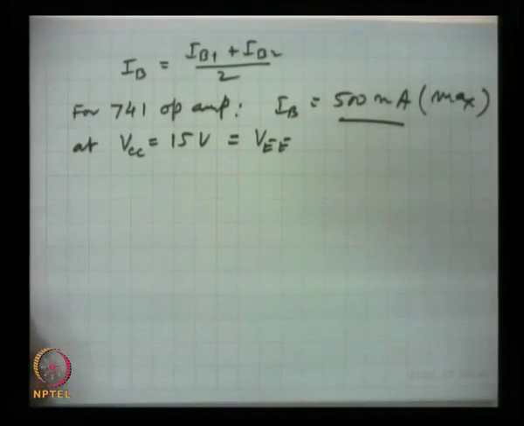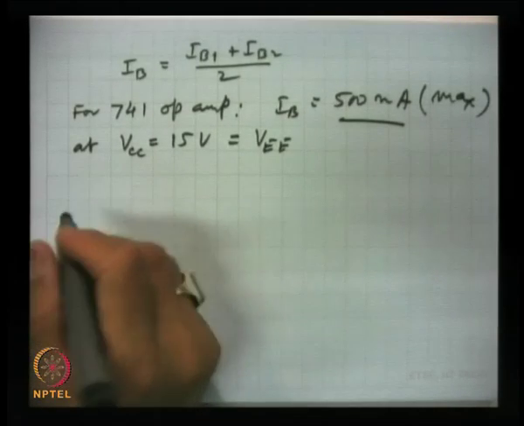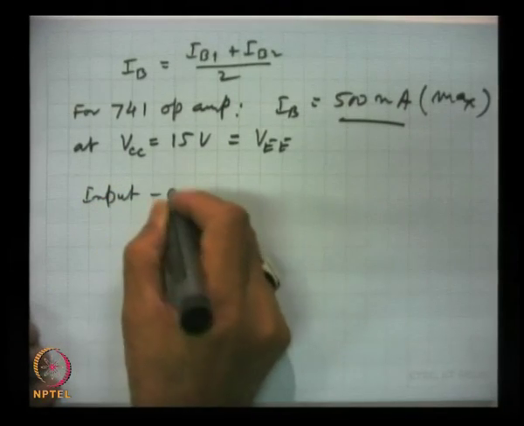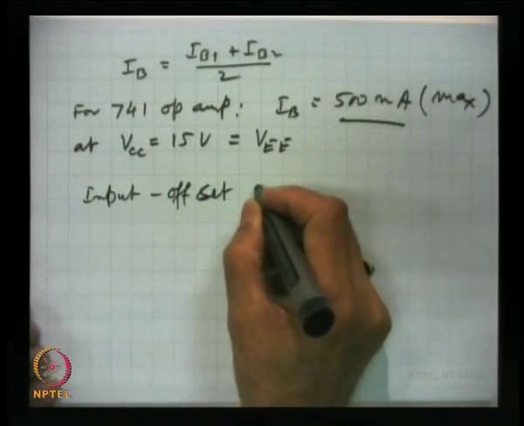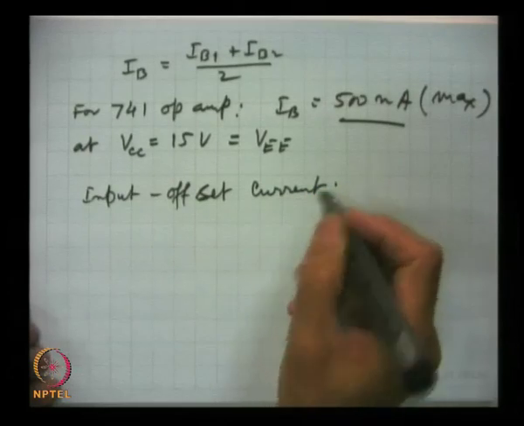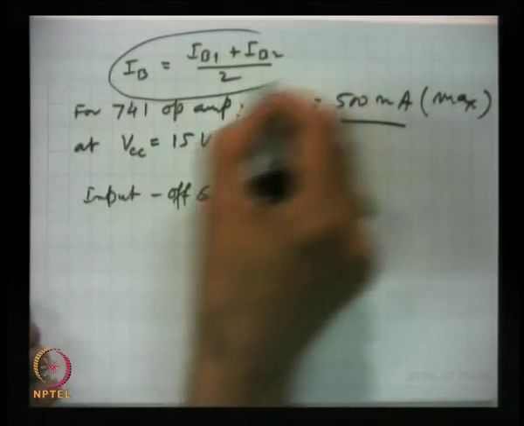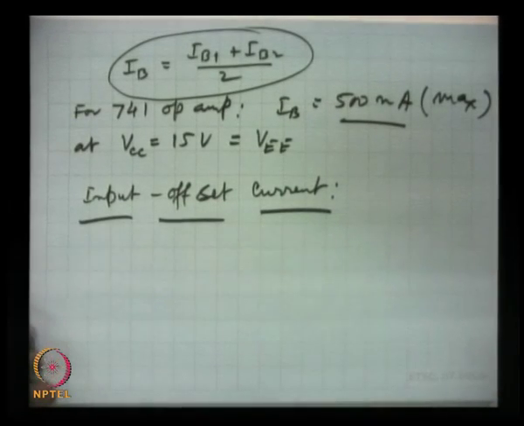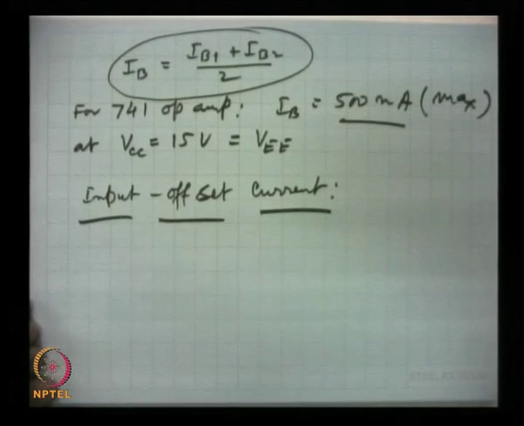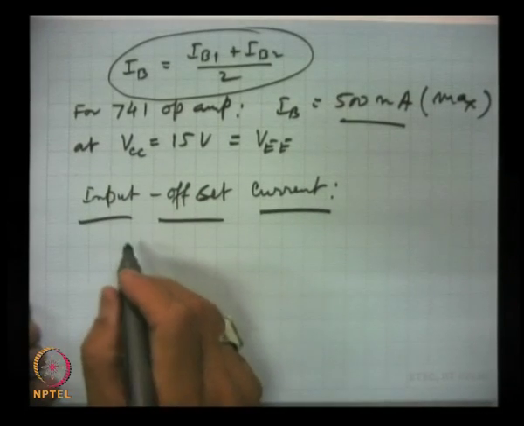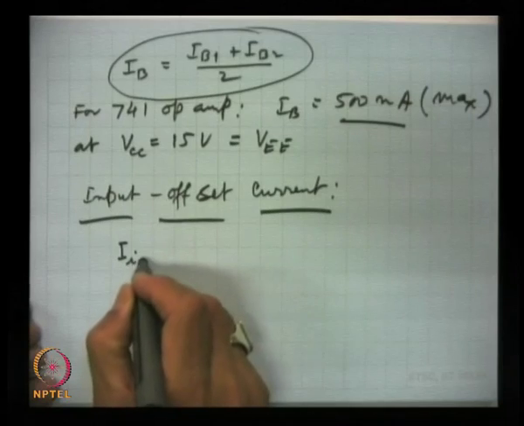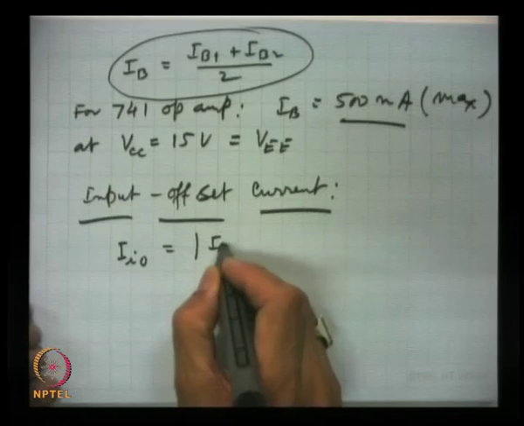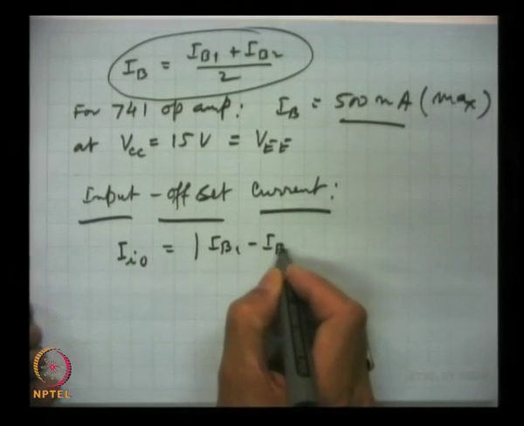There is another specification, input offset current. Input bias current is the average of the two currents, and this input offset current is defined by the magnitude of the difference of the two currents. So, I input and O for offset, this is given by the magnitude of IB1 minus IB2.